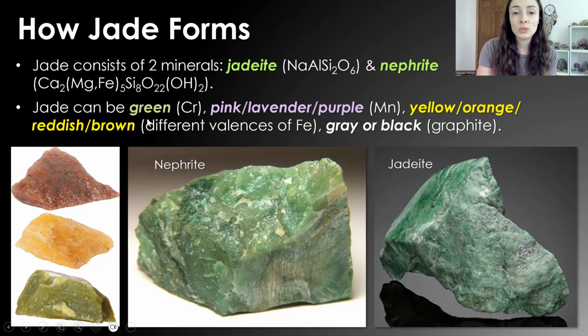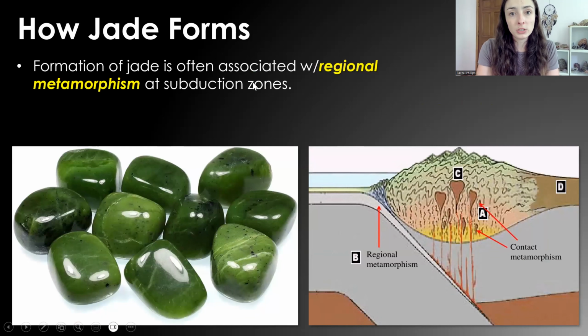or brown due to different valencies of iron. This is kind of similar to saying different oxidation states of iron, like I had mentioned earlier. Or it can be gray or black due to graphite impurities. So all these different impurities within the jadeite-nephrite mixture can cause it to be different colors. And the formation of jade is often associated with regional metamorphism.